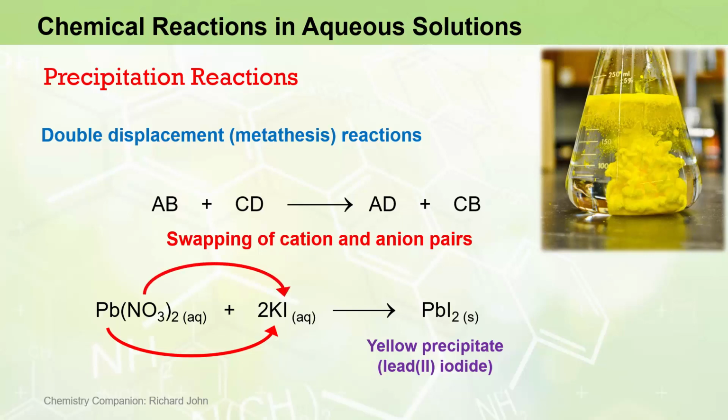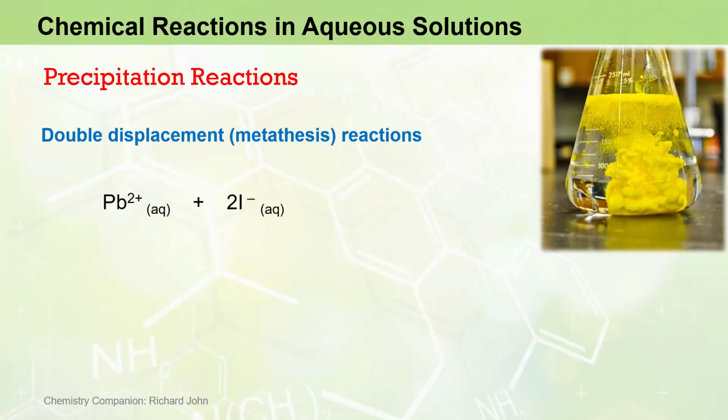At the same time, the nitrate ion is displacing or swapping places with the iodide ion to form an aqueous solution of potassium nitrate. The net effect of this precipitation reaction is the coming together of lead-2 plus ions with iodide ions in a 1:2 ratio to form the bright yellow solid precipitate lead-2 iodide, which is an insoluble salt.